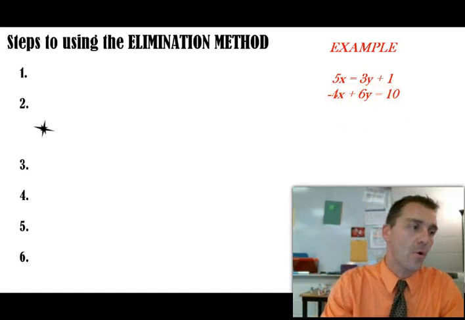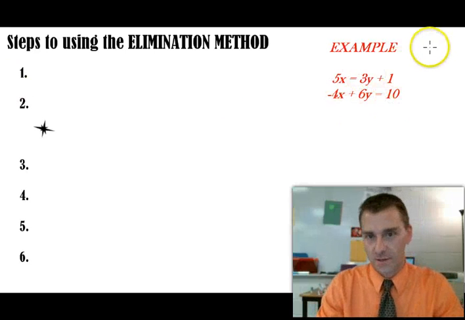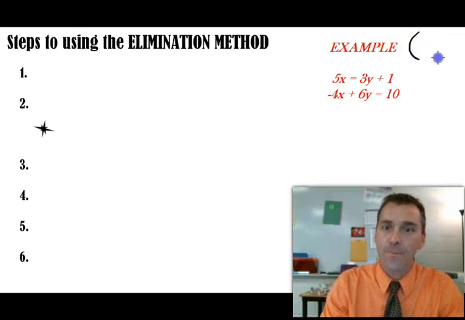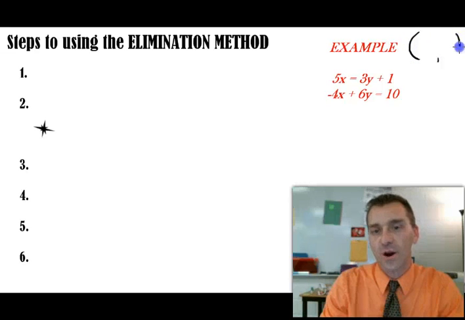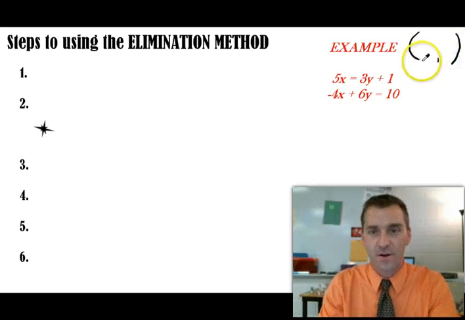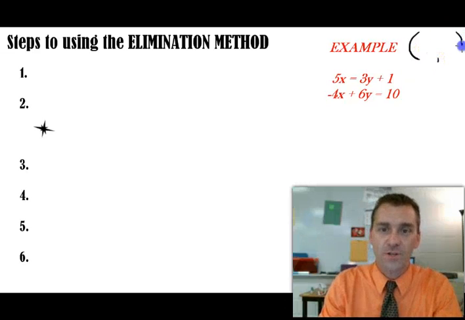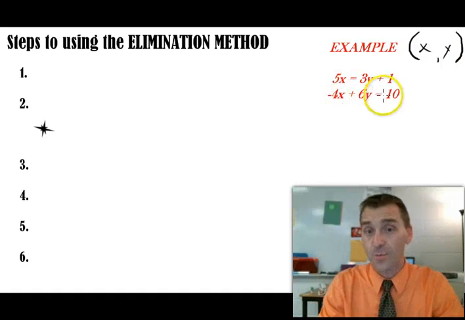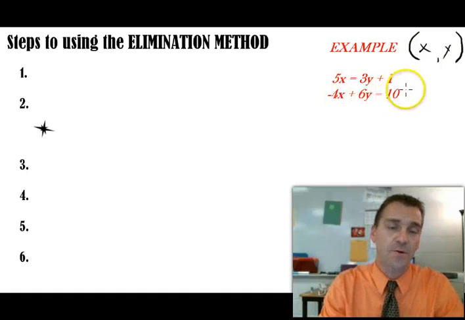And remember, our overall goal, always, guys, is to find that ordered pair where these two equations would actually intersect. So we're looking for the x and the y, that ordered pair right there, that would work in both of these particular equations, aka it's where the lines intersect.